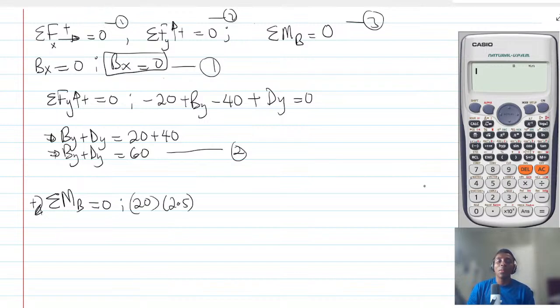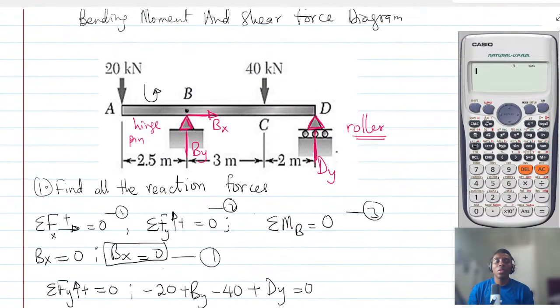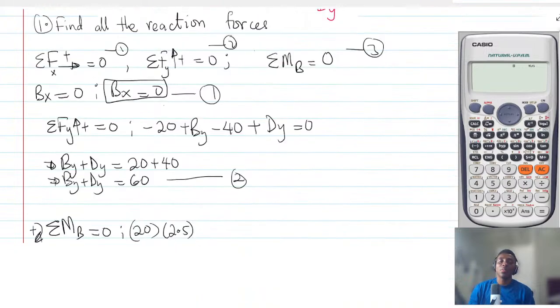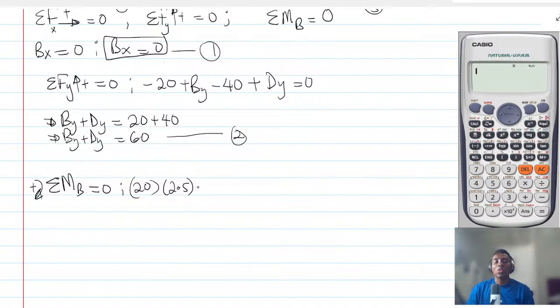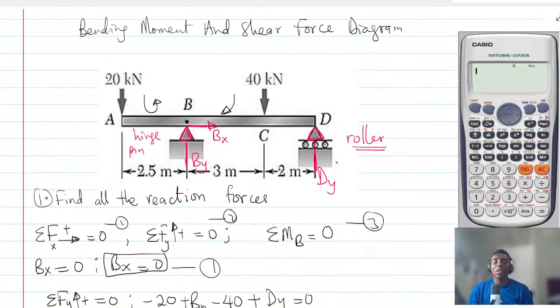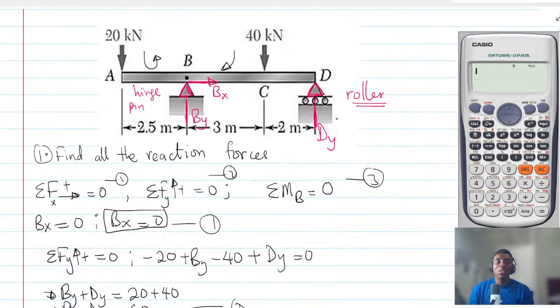So 20 multiplied by 2.5. Then we have the 40 kilonewtons, which is having a moment in this direction, sort of clockwise. So 40 multiplied by 3, right? But then it's clockwise, so minus 40 multiplied by 3. So we are assuming that clockwise is positive and counterclockwise is counterclockwise is positive.